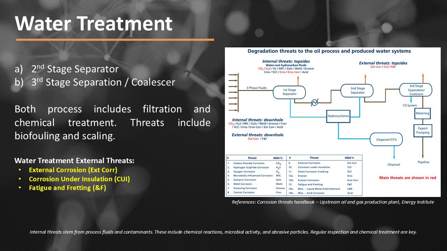Number 3 is fatigue and fretting. Fatigue occurs due to repeated mechanical stress or vibration over time, which can cause cracks and eventual failure, particularly in welded joints or structural supports. Fretting is caused by small, repetitive movements between two contacting surfaces, leading to surface wear and potential crack initiation. These threats are common in vibrating equipment or piping systems and require proper support design, vibration dampening, and routine inspection to prevent failure.